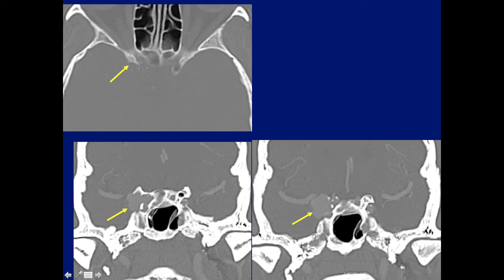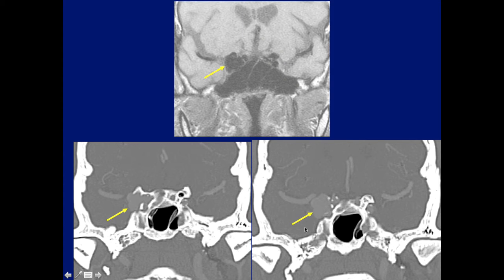And here's some more views. This is a CTA again showing a large aneurysm that eroded the clinoid. And we can see it better on this coronal MR. Here's the large aneurysm. So this is an aneurysm involving the orbital apex.